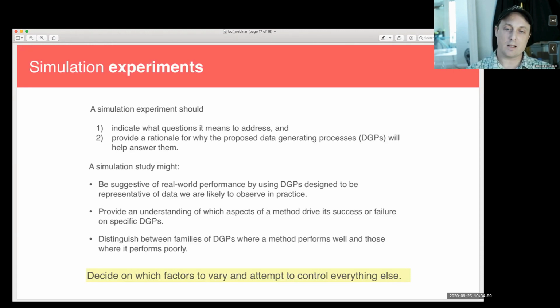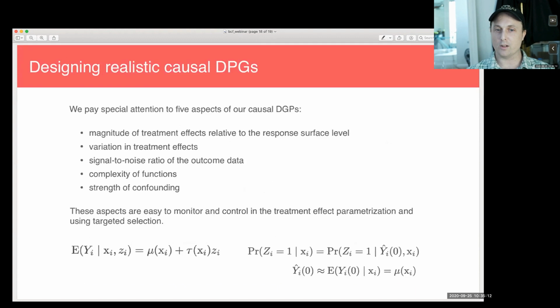And again, what makes this an experiment? Why do I use that word? Because we want to decide what factors we want to vary about the DGP and about the methods. And we want to try to make everything else the same. So hopefully I'll have a little bit of time and I can show you how that looks.